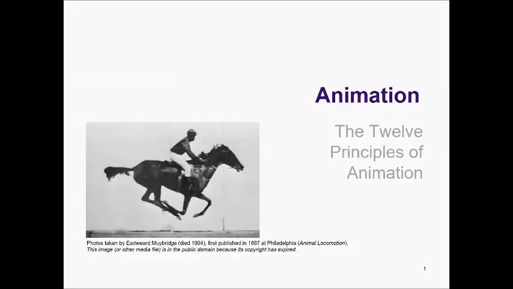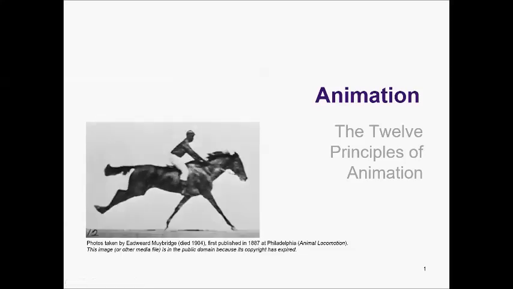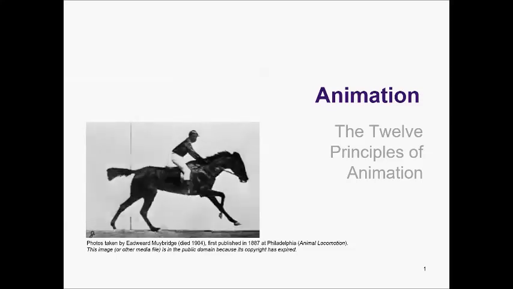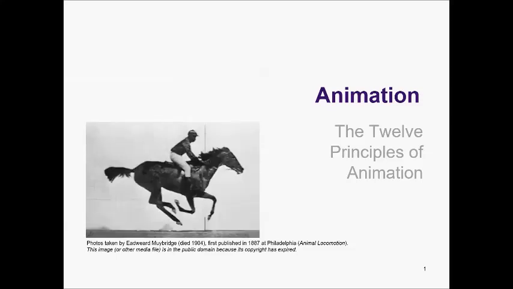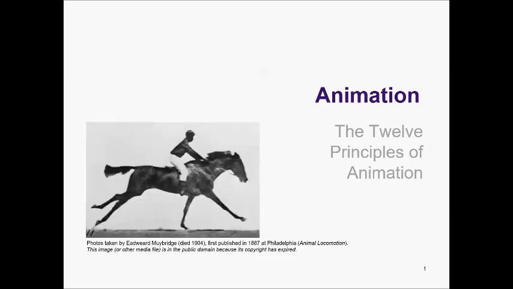Okay. So here is a photo taken by Edward Muybridge, first published in 1887 at Philadelphia. This image or other media file is in the public domain because its copyright has expired. If you can see here, it is not just a plain image. Rather, this image portrays a motion. There is a movement.